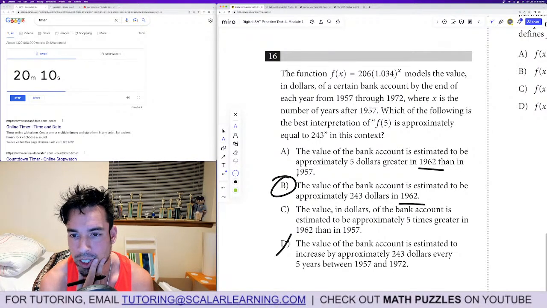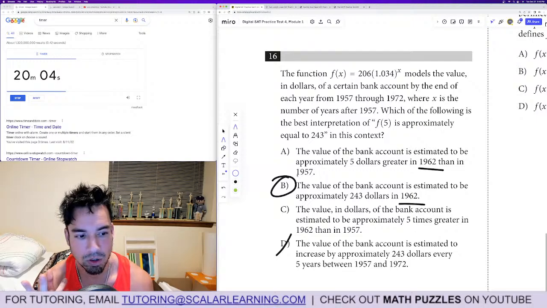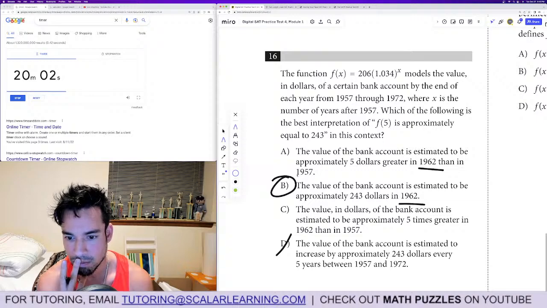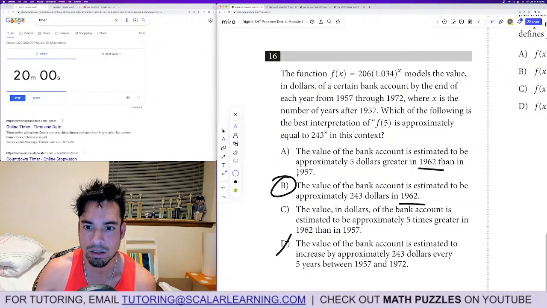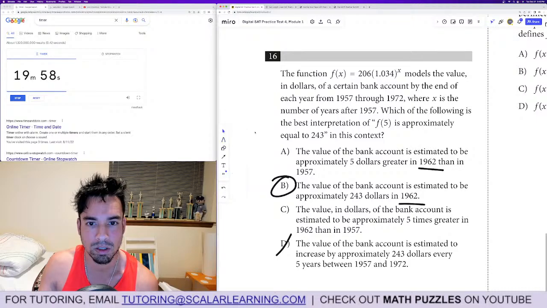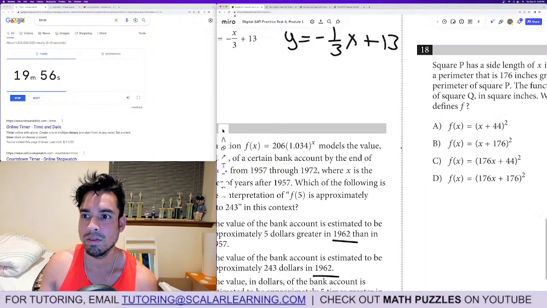Make sure I didn't misread it. A doesn't make sense because it doesn't even use the 243. Yeah, C doesn't make sense either. So B is the winner, done. Okay, 17.